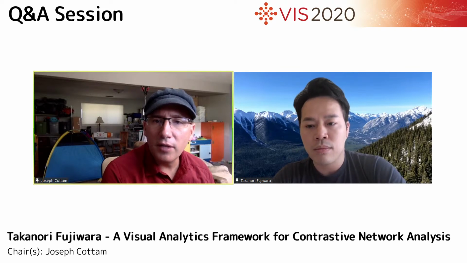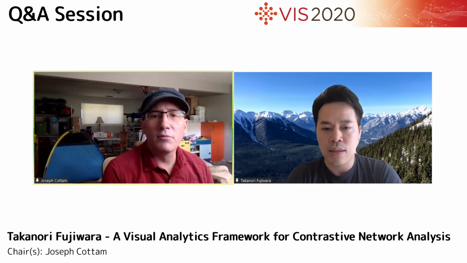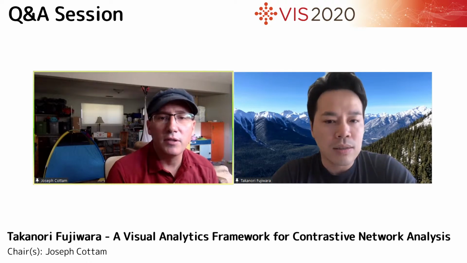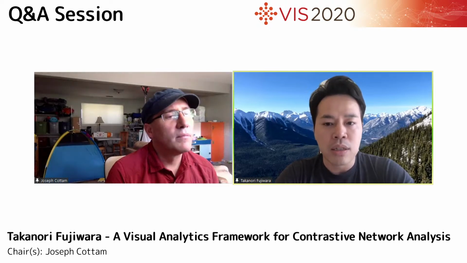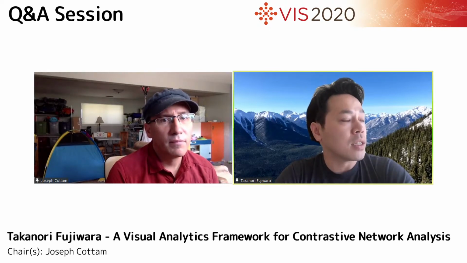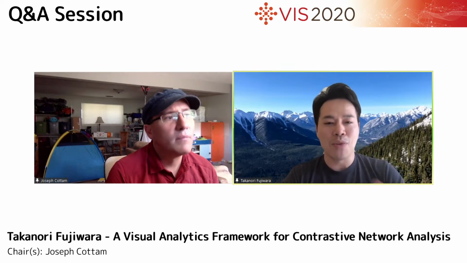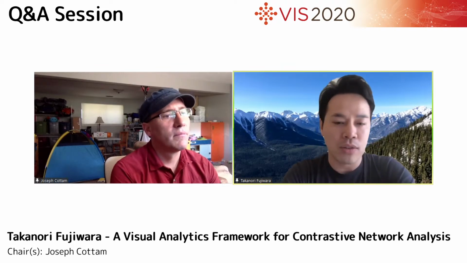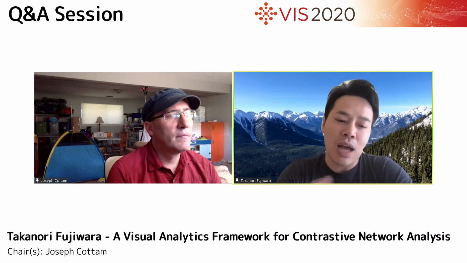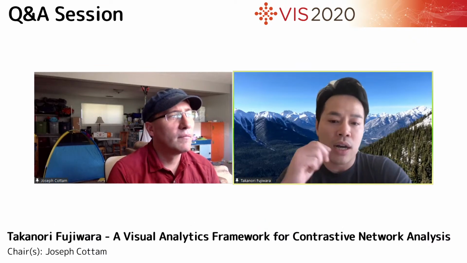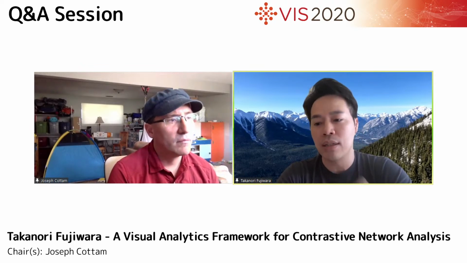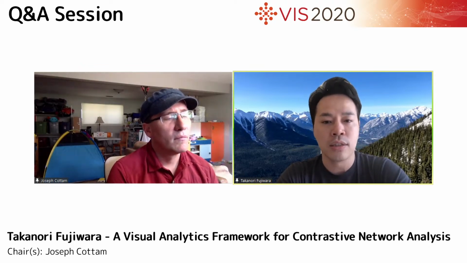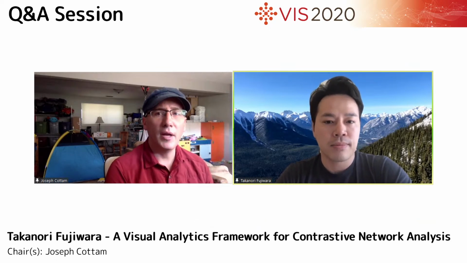Did you test this method on graphs where there was a one-to-one correspondence between the nodes? Yes, but I didn't include the result in the paper. For example, I tested with two brain networks, which have the same regions, so we can compare them together. But I wanted to emphasize more strengths. We can compare graphs which don't have node correspondence with each other. Okay.